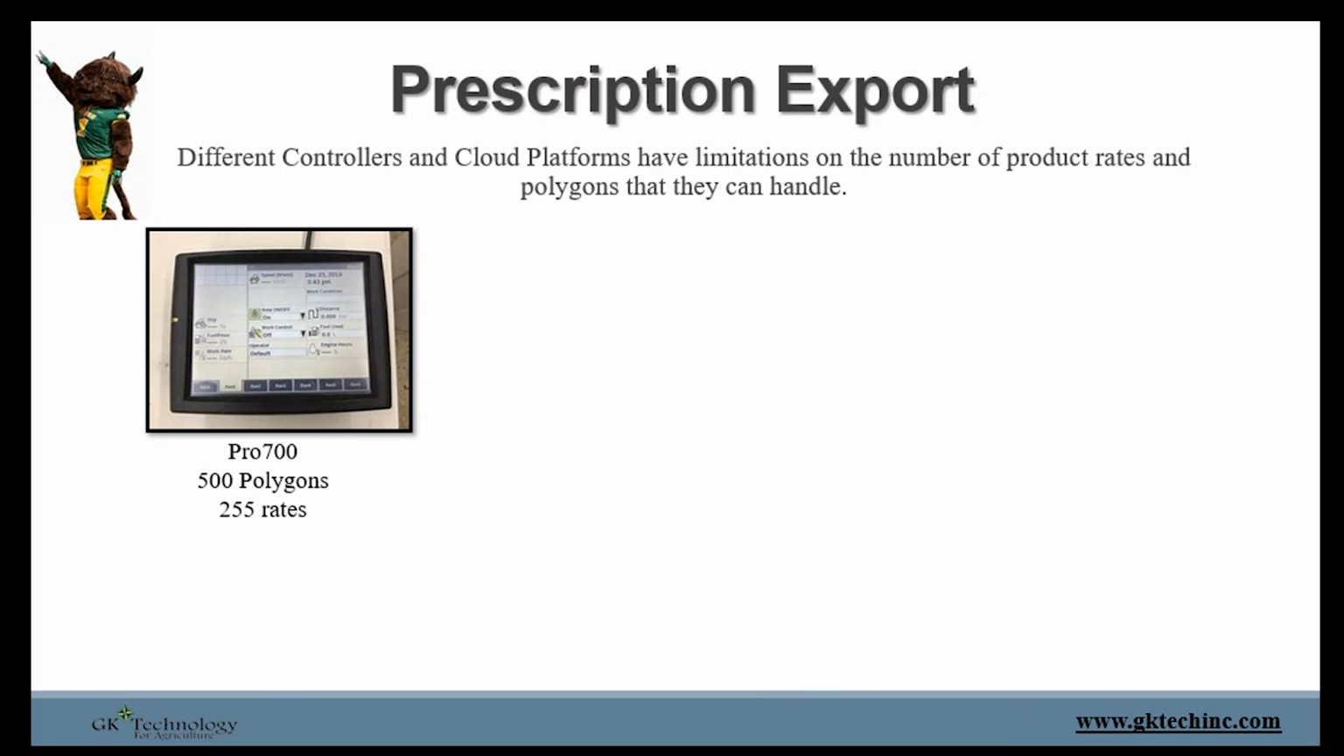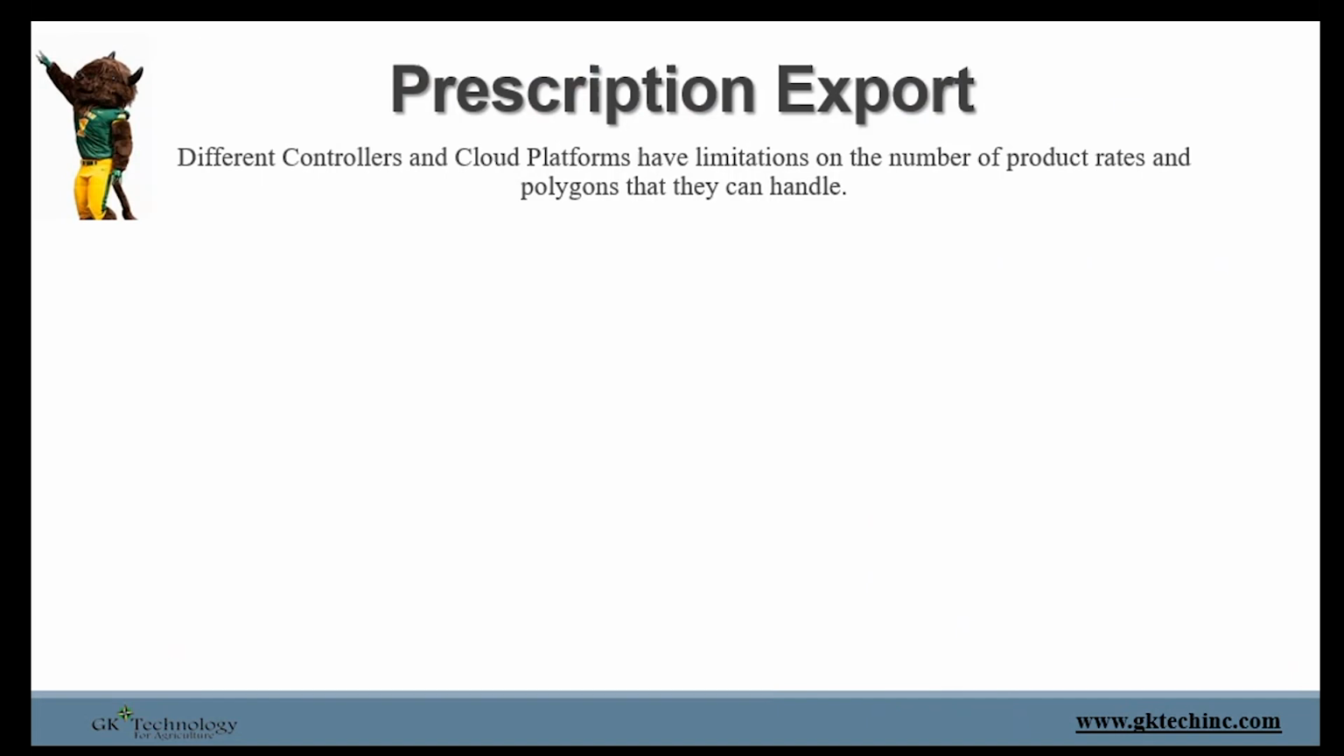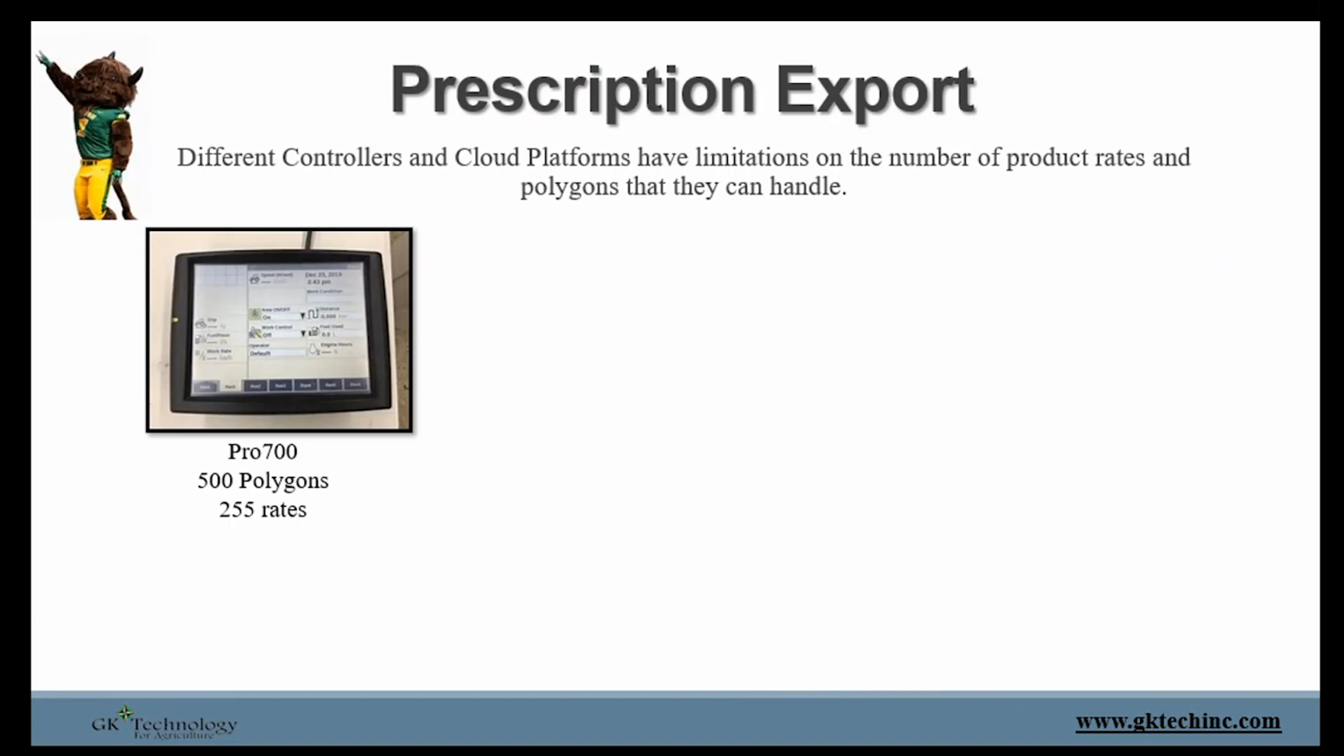So for example, I'm going to back up here. I forgot to tell you, each one of these squares is considered to be a polygon. Okay. And so in this particular thing, I've got like 15,600 and something polygons in here. Okay. But each one of the controllers can only take certain amounts. So like, for example, Case Pro 700 can only accept 500 polygons, and it can only think about 255 rates. So that's how many individual different rates you have for that.